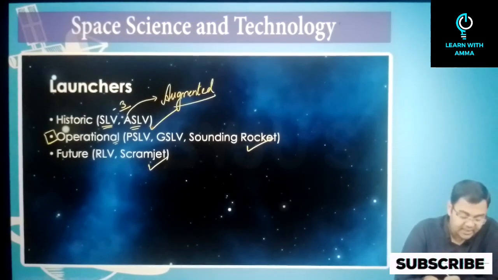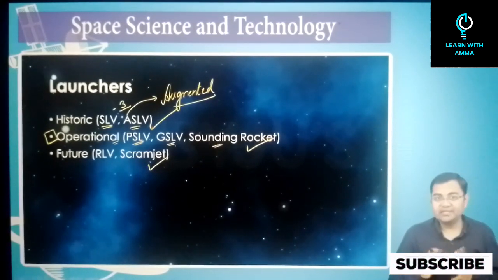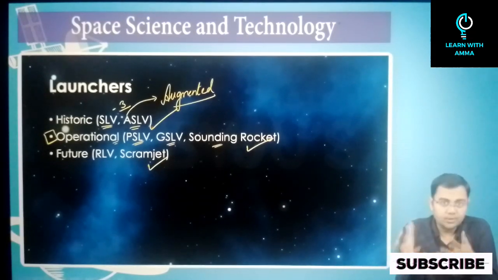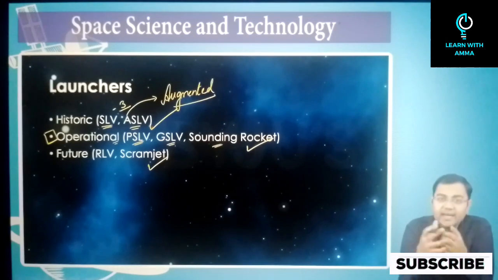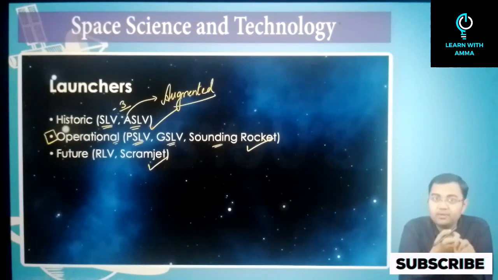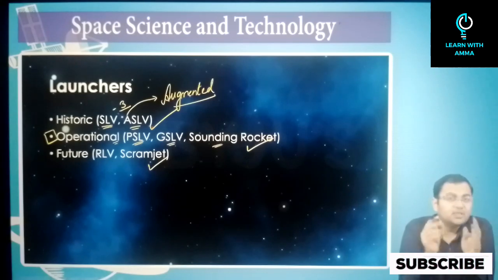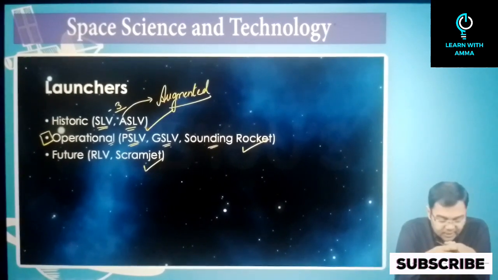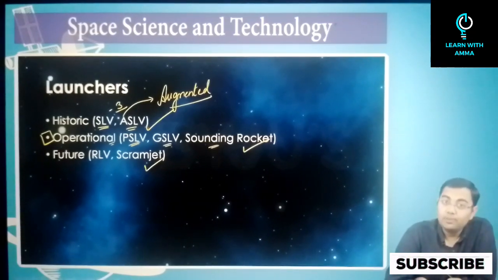So we have three in this category: PSLV, GSLV and sounding rockets. Operationally, you will see that today all these three are being used. PSLV is very often being used, GSLV is also used for some purposes, and sounding rockets also are being used. Even in 2020, we have seen all these launches. There was one sounding rocket test that was done. There was PSLV C49 that was launched. So all these launches happened in 2020 as well. That's why this is called the operational phase.